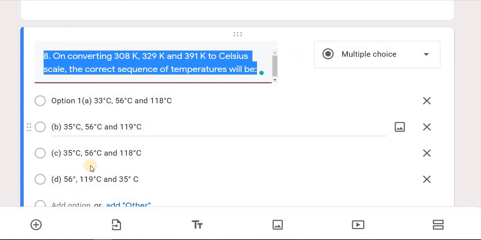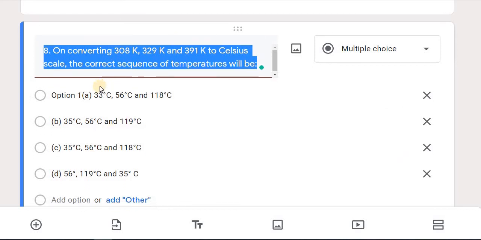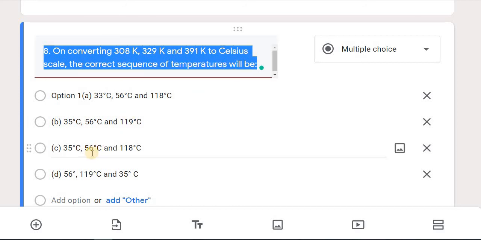So the answer is C. Let's see one more time. On converting 308 Kelvin, 329 Kelvin and 391 Kelvin to Celsius scale, the correct sequence of temperature will be, answer C, 35, 56 and 118 Celsius.